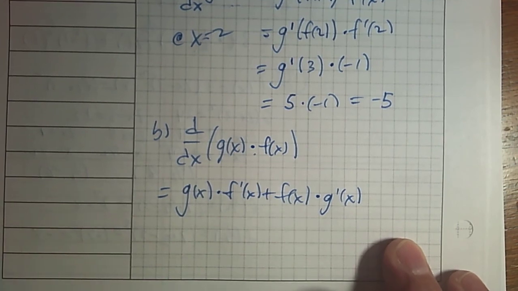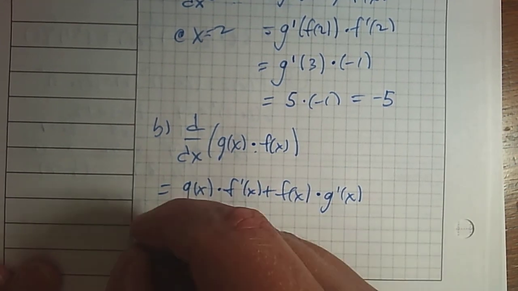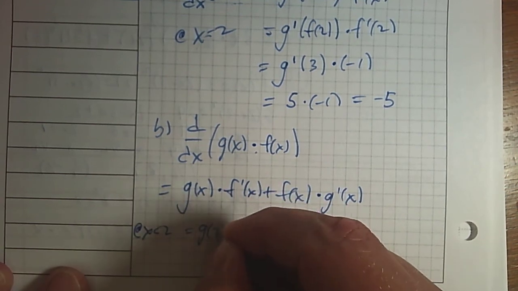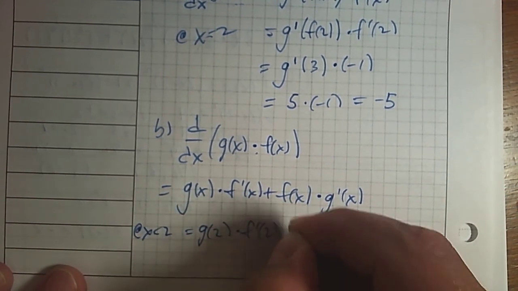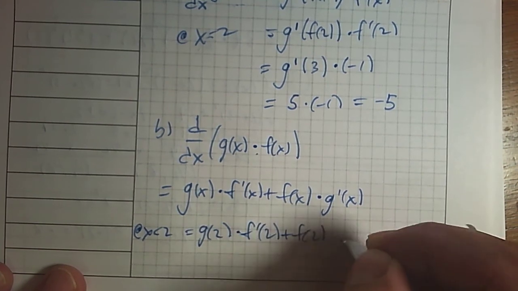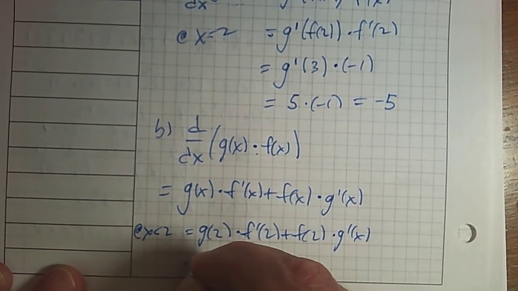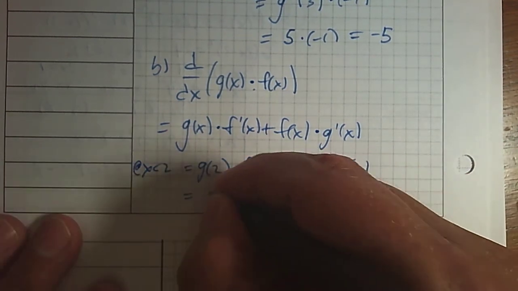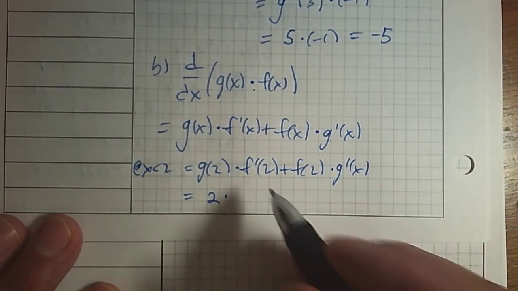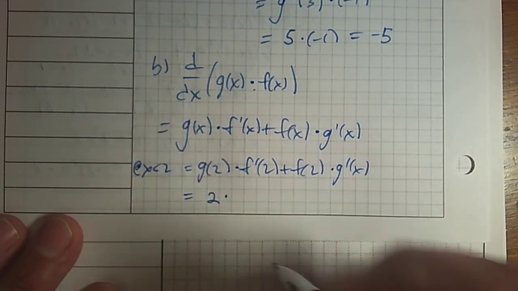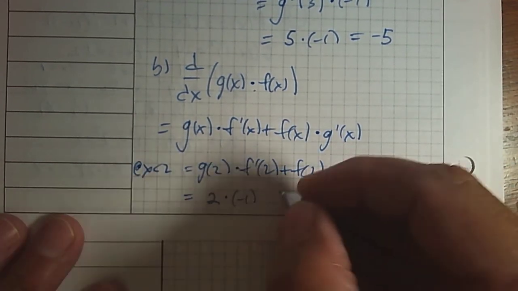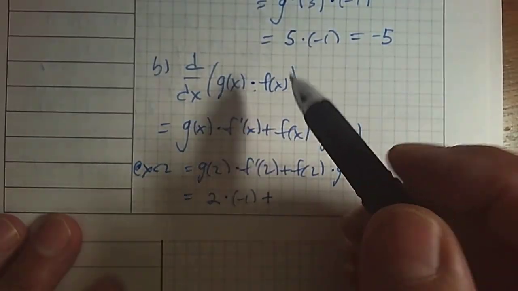Then it says at which value? At x equals 2 again. So at x equals 2, wherever you see an x, put in 2, and then we're just going to follow with the information that we have and get our answer. So g at 2 is equal to 2. F prime at 2 is equal to negative 1. It's all given in the question. F at 2 is equal to 3.